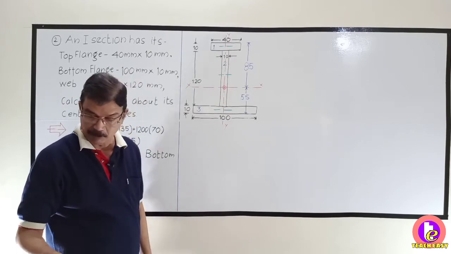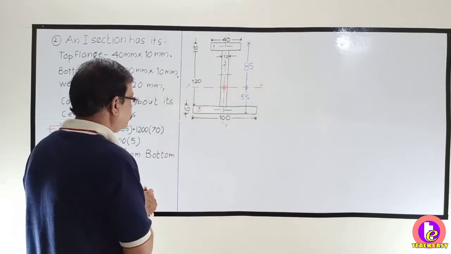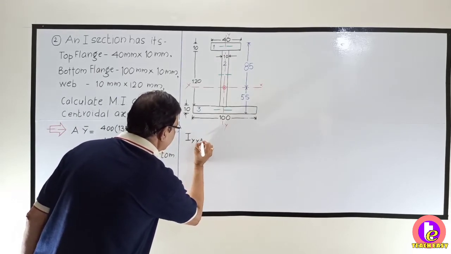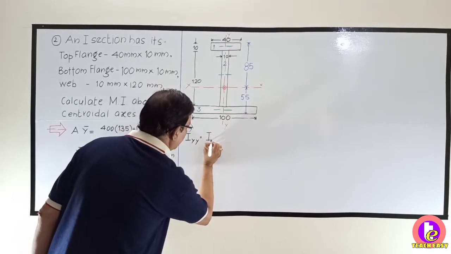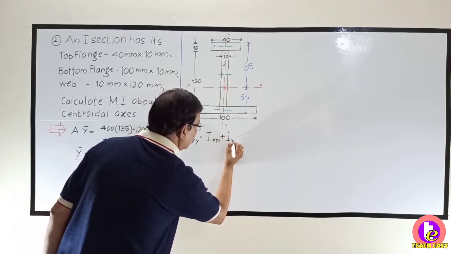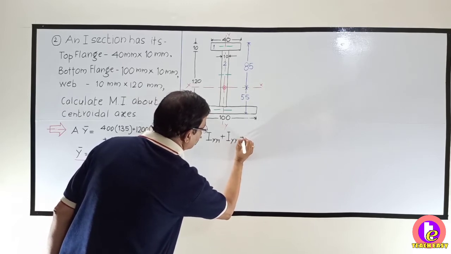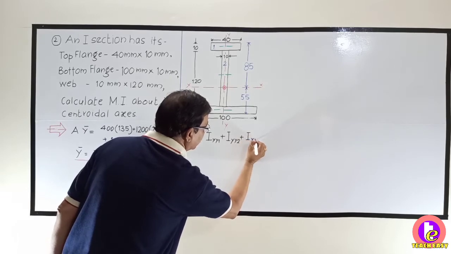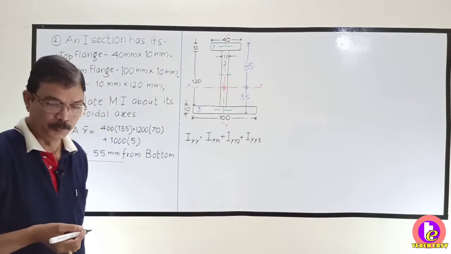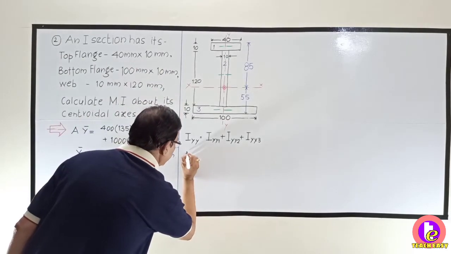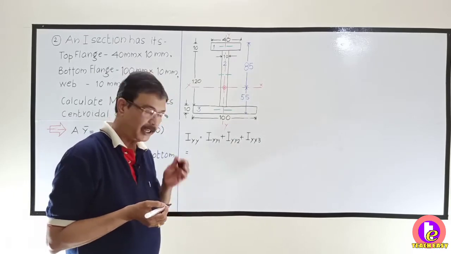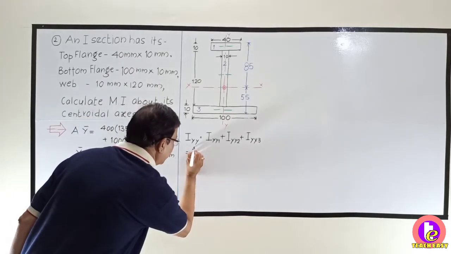So let us first find out the simple one, that is IYY. So I will write IYY equals to IYY of first part plus IYY of second part plus IYY of third part. Okay. Now, let us write the expression. What is IYY for rectangle? It is DB cube by 12. Okay. So by 12 will be common, so I will take 1 by 12 common outside.